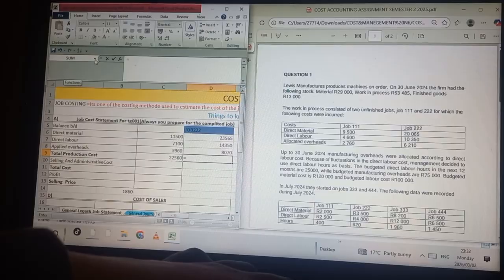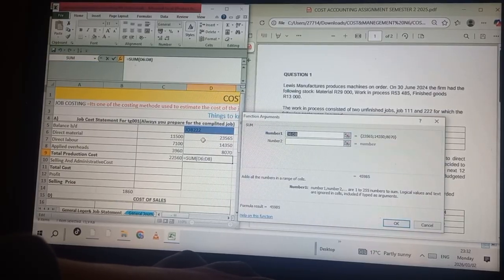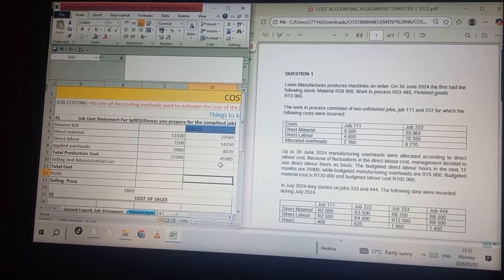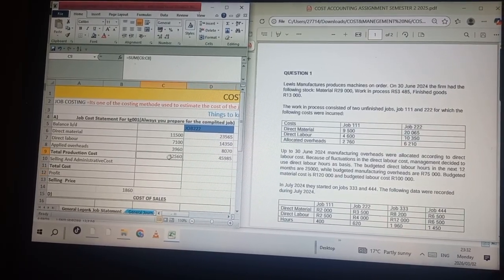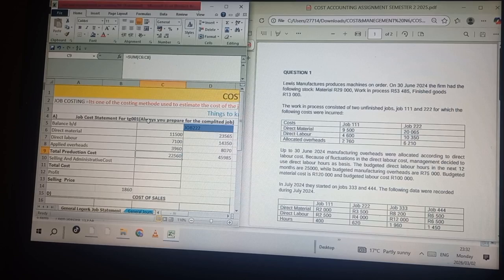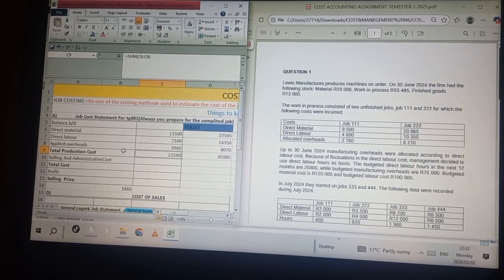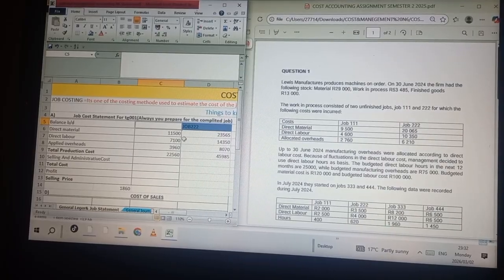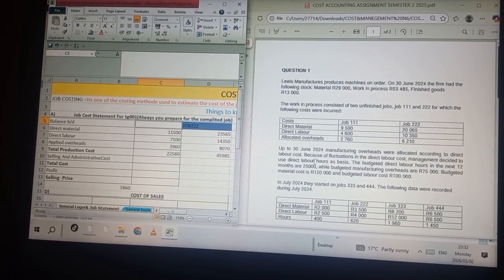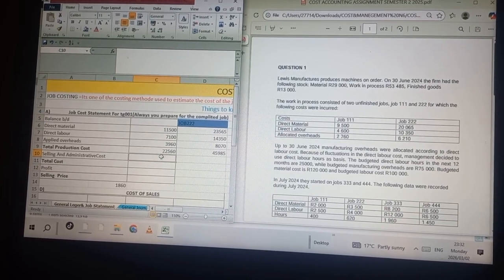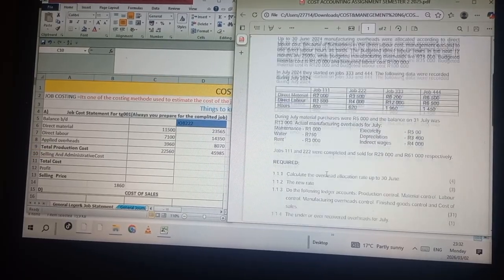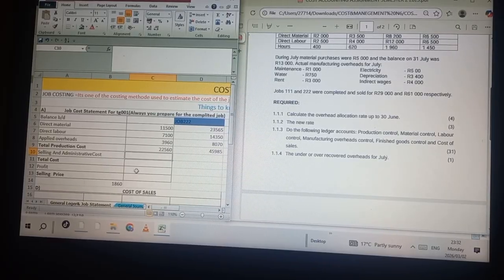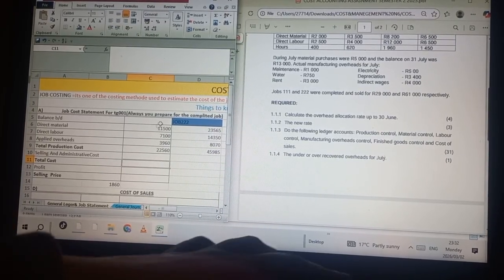You will see that this thing is very useful. This is the total production cost. Total production cost is opening balance plus direct material plus direct labor plus applied overheads. But in this case, we don't have balance brought down. We don't have our opening balances. Selling and administration cost, we don't have that either. So we leave it just like that. Total cost again, get our total cost.